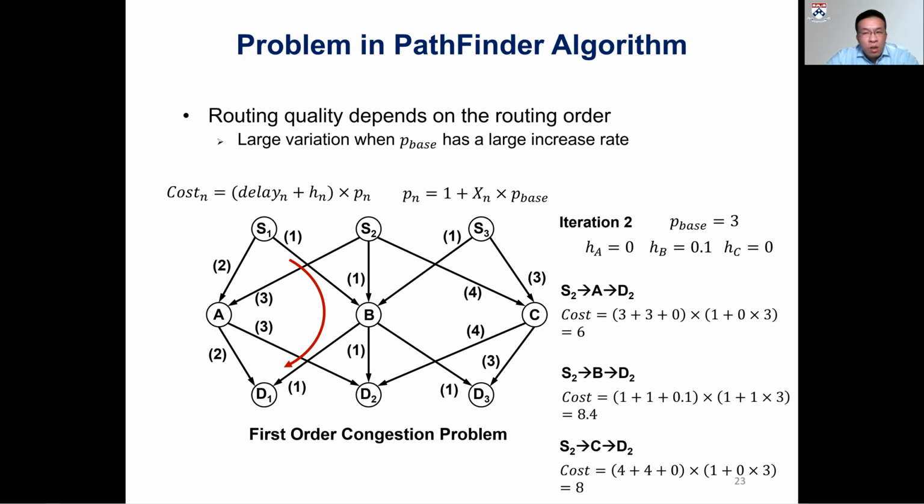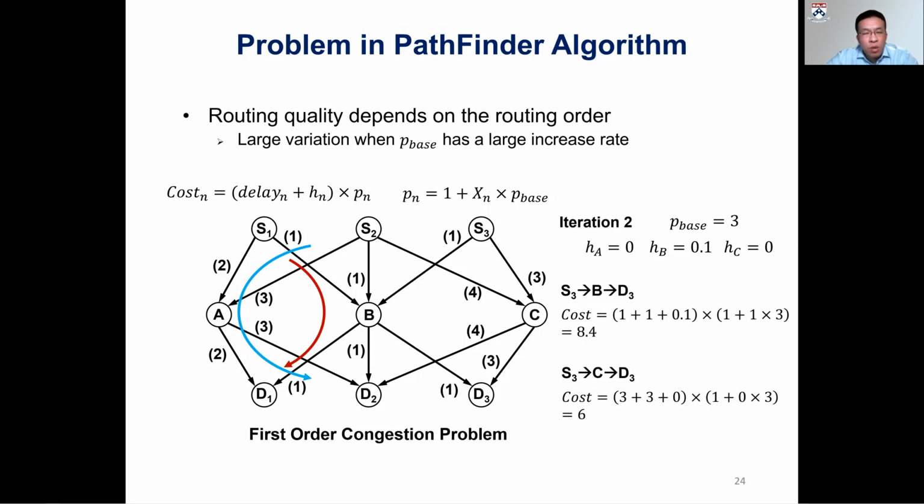At this time, since P base is large enough, Pn is very large for the node B, and the interconnection S2 to D2 will be routed through node A. And then we will route the interconnection from S3 to D3. Similarly, the Pn for the node B is large enough, so S3 to D3 will be routed through node C. So we can see under this routing order, the longest critical path delay is 6.